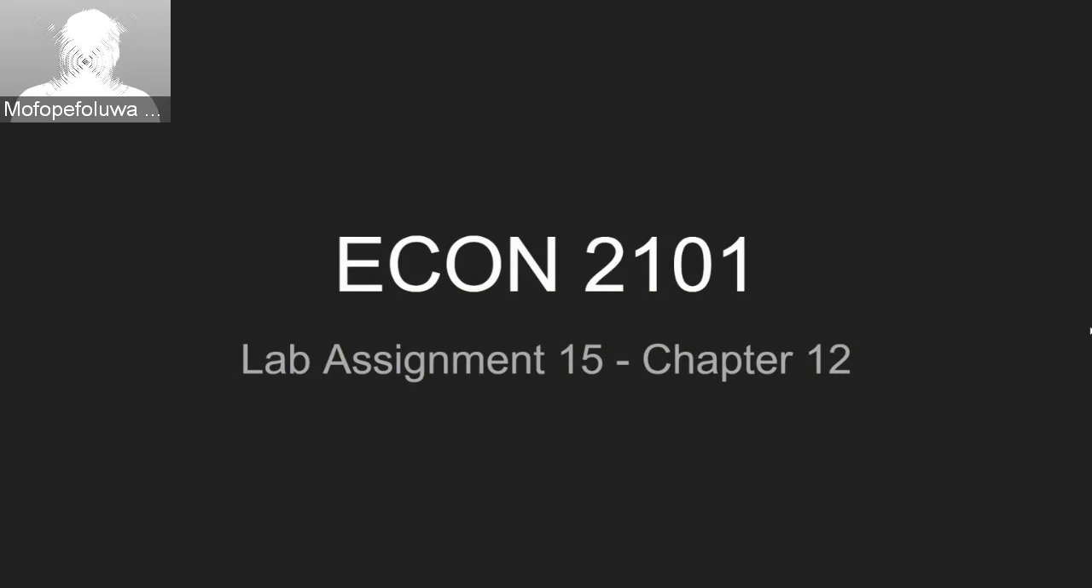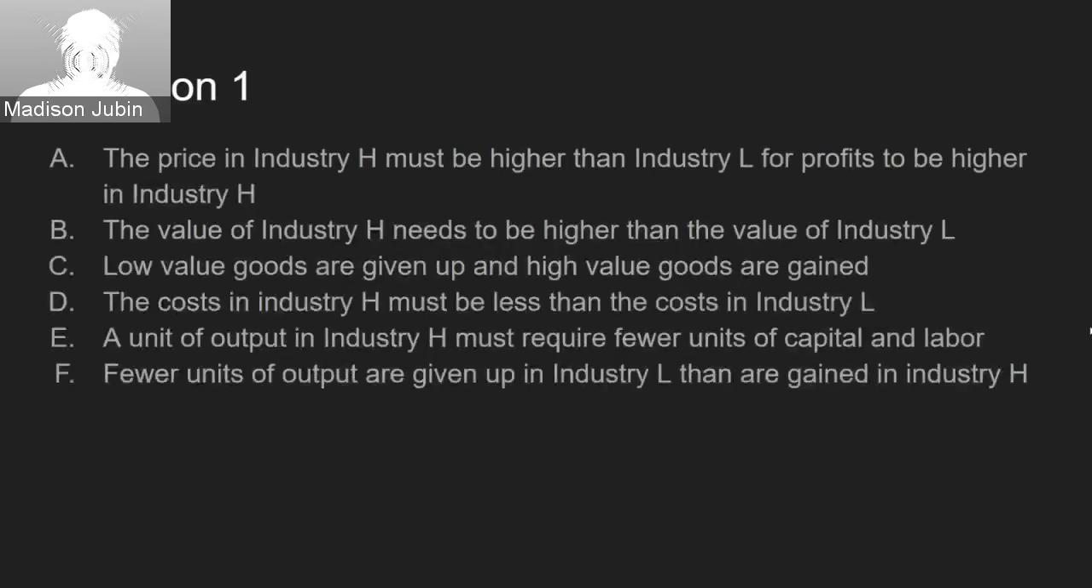Okay, welcome to Lab 15, question 1A. If the two industries have similar costs, then the price in industry H must be higher than industry L for profits to be higher in industry H. For B, the value of industry H needs to be higher than the value of industry L.